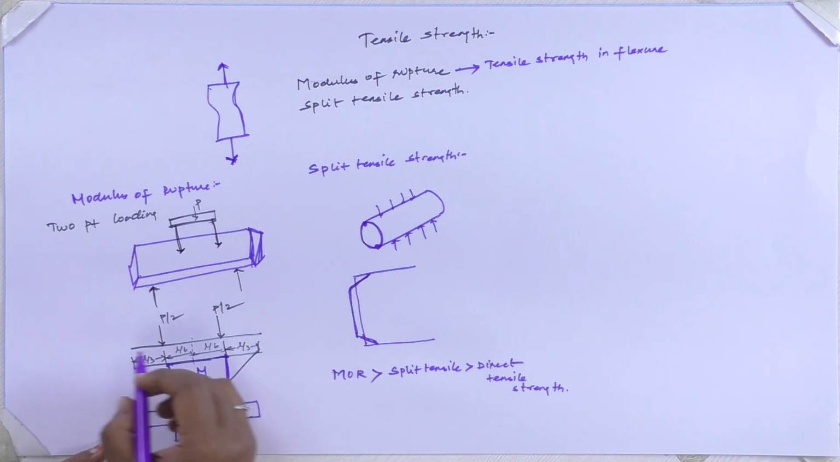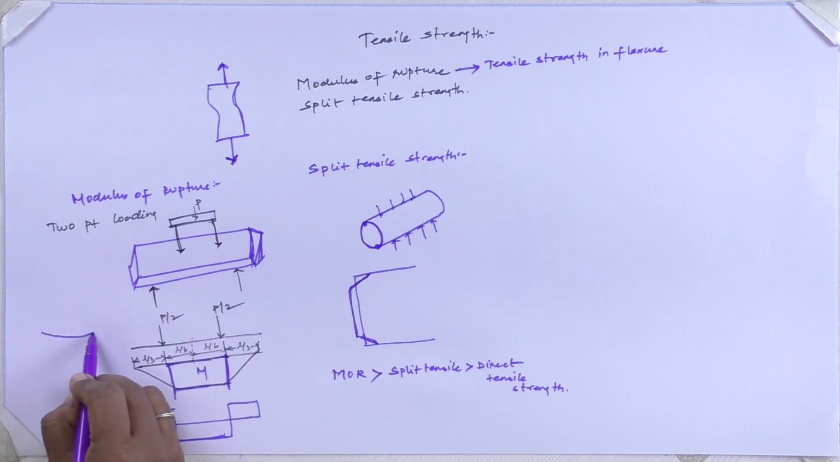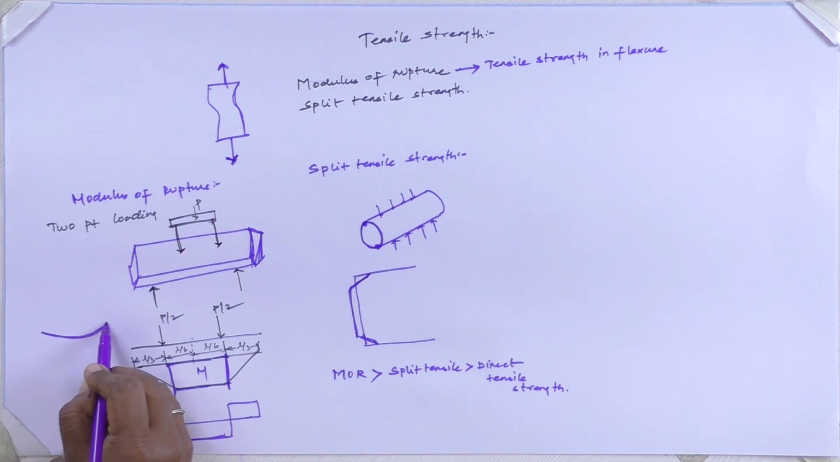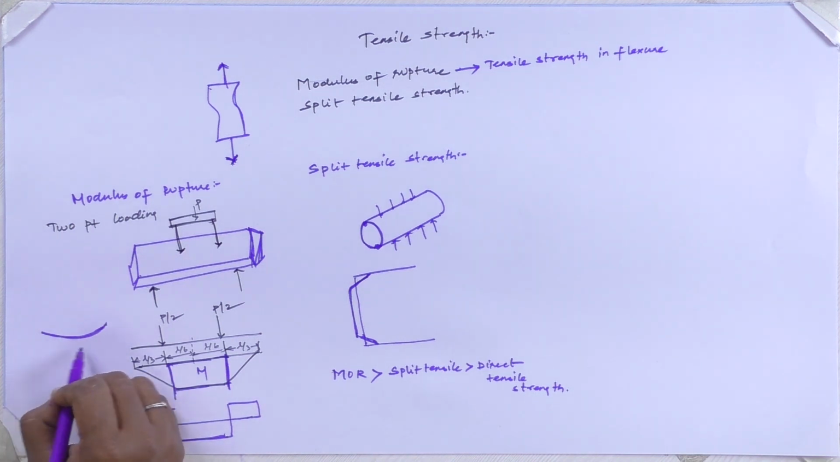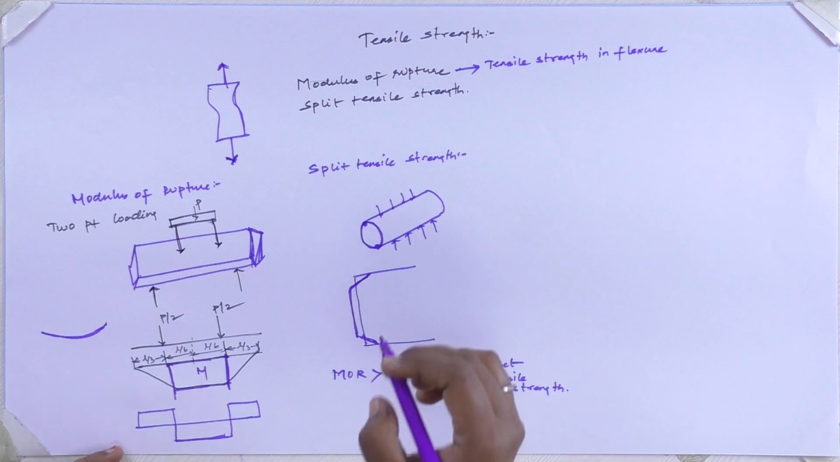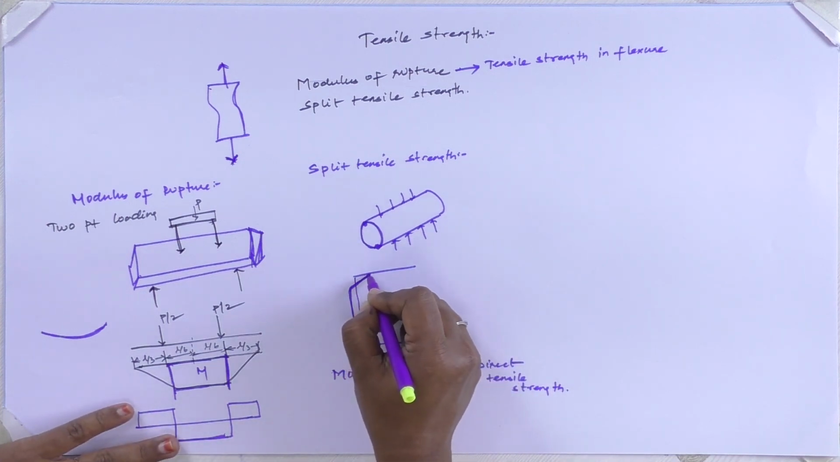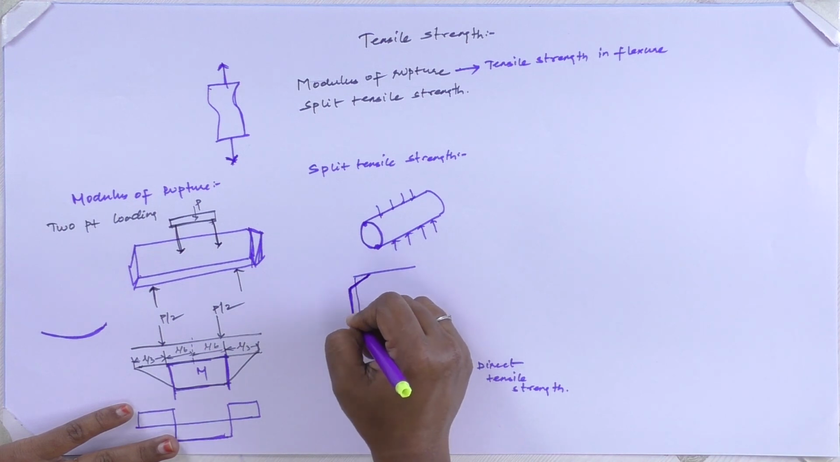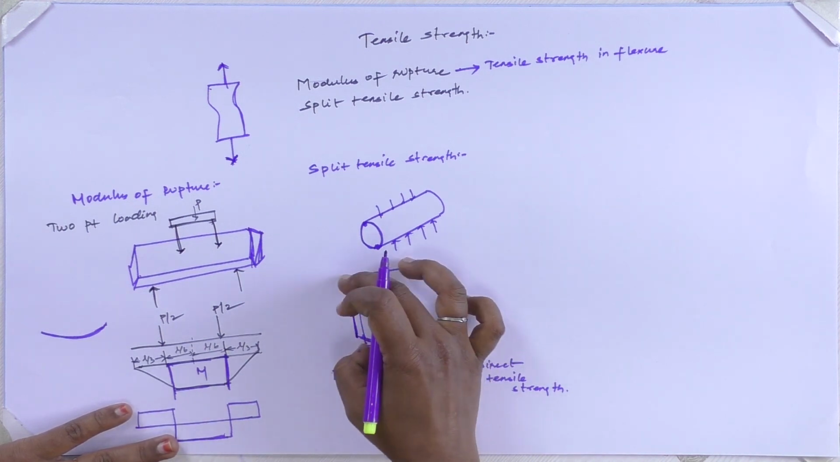Here, because of the maximum bending in the member, the tensile force at the bottommost fiber I will be able to calculate in this modulus of rupture, and here, leaving the top and the bottom portion, the other portion is being subjected to tension, and based on that I will be able to get the tensile strength of concrete.